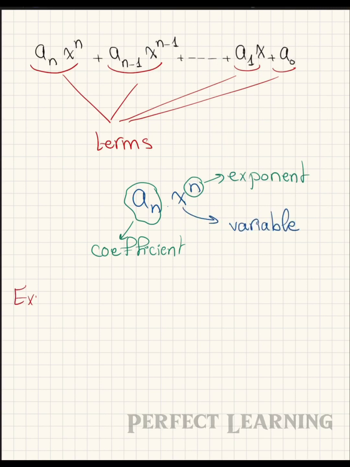Let's write some examples. You might have something like 3x to the power of 4 minus 5x cubed plus 10x minus 7. That is a polynomial. Or you might have 6x squared plus x minus 3. That is also a polynomial.